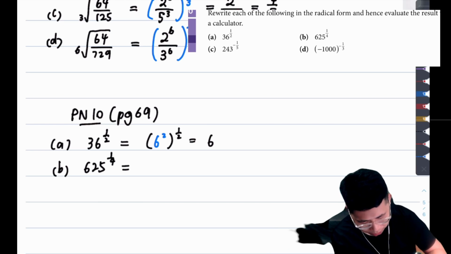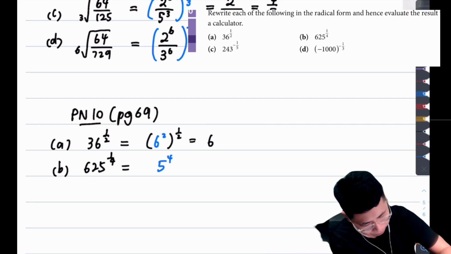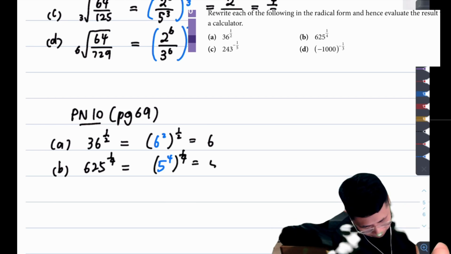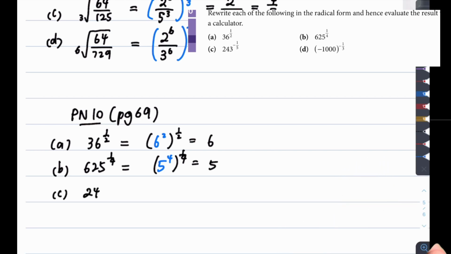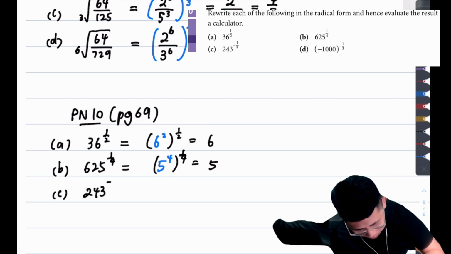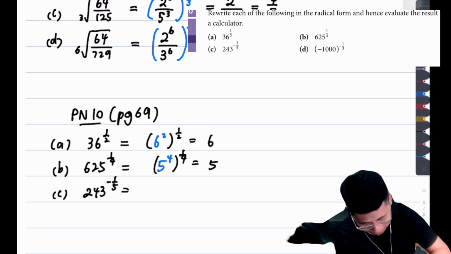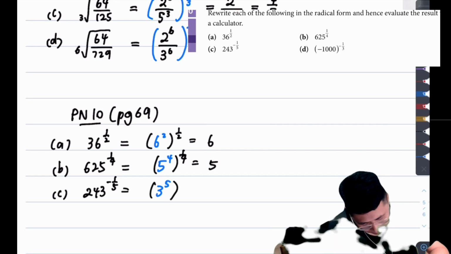We need to know that 625 is 5 to the power of 4, right? And the whole thing, we keep the power there, so this would be equal to 5. Next one, 243 to the power of negative 1 over 5. So first, I will need to write 243 as 3 to the power of 5. So you need to be familiar with this.